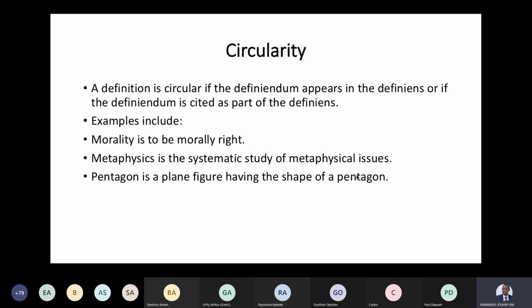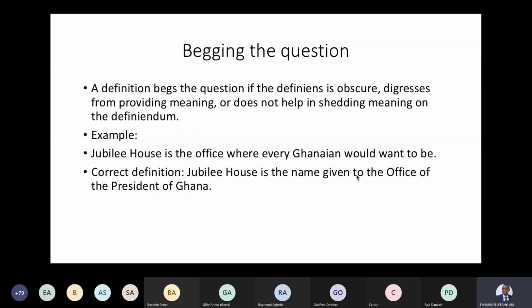Then we have begging the question. A definition begs the question if it is obscure, digresses from providing meaning, or does not help in shedding meaning on the definiendum. Example: Jubilee House is the office where every Ghanaian would want to be. We want to define Jubilee House, and this sentence is supposedly defining it as the office where every Ghanaian would want to be. So that's not a definition. It begs the question of the meaning of Jubilee House.